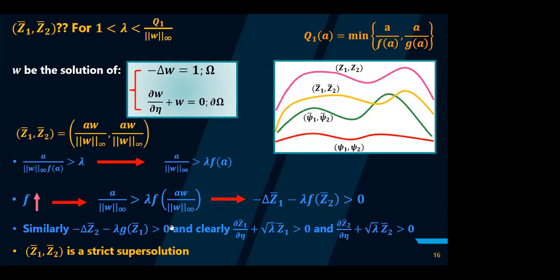This difference is positive. And again, on the boundary, if you compute the boundary term, using the fact that lambda is bigger than 1, we can easily see that this expression has to be bigger than 0. Similarly, this has to be bigger than 0. So that means C1 bar comma C2 bar is a strict super solution for our problem.